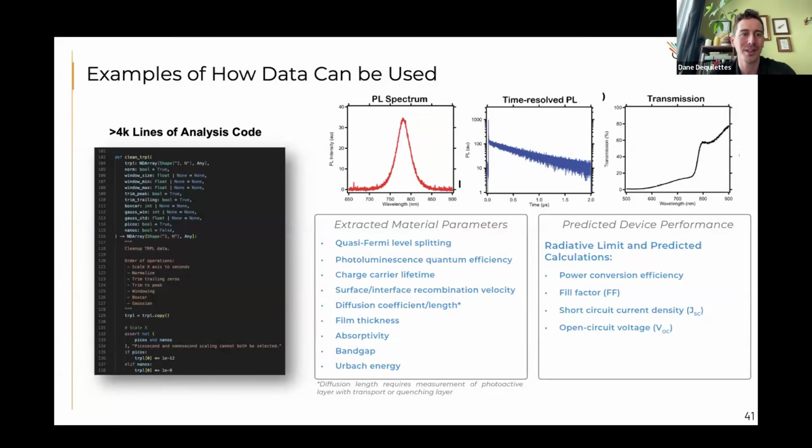So this is a summary of how we're extracting different metrics from this data. We've actually written over 4,000 lines of analysis code. This will be included in an analysis package where we're taking the photoluminescence spectra and the time-resolved PL transmission, and extracting things such as the implied voltage, the quasi-Fermi level splitting, photoluminescence quantum efficiency, charge carrier lifetime, surface and interfacial recombination velocities when you're interfaced with a material, diffusion coefficient and length, the list goes on. And then ultimately, we're feeding those into device models that we've previously developed and are continuing to develop to predict power conversion efficiency, fill factor, short circuit current, and open circuit voltage.